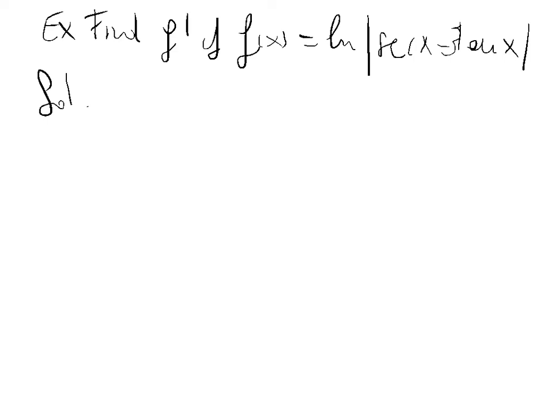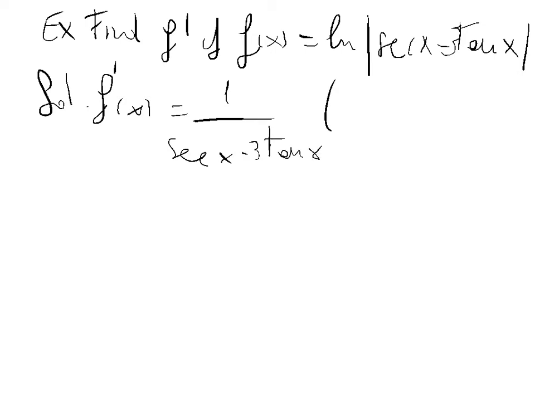The derivative of the function natural log of secant of x minus 3 times the tangent of x. So we're going to be using the chain rule to calculate the derivative of this composite function. So we have the derivative of natural log of u, which is 1 over u, so 1 over secant of x minus 3 times the tangent of x, multiplied by the derivative of the inner function.